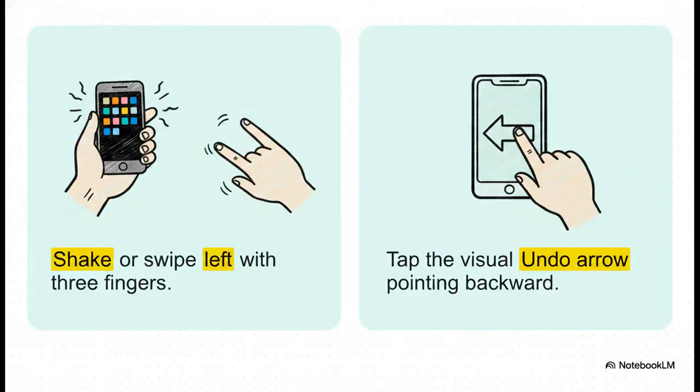Whether you have an iPhone or an Android, there is always a built-in safety net. iPhones use that 3-finger wipe we just talked about, or even a firm shake. But Android phones? They have a visual button. Just look for a friendly little arrow pointing backward. Tap that arrow, and the mistake simply disappears.